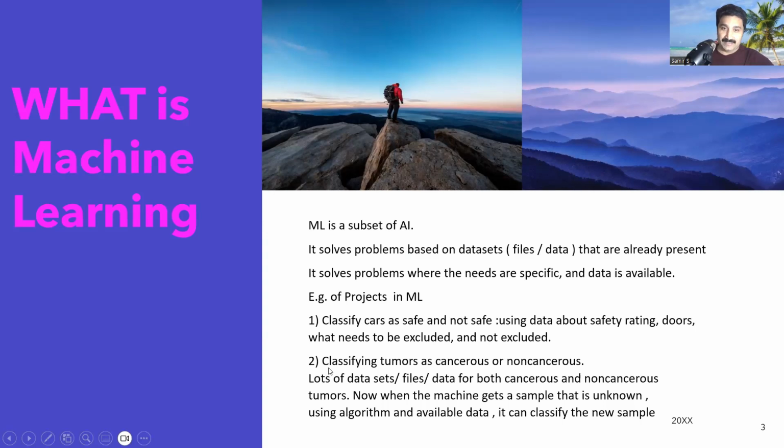Second example I have here is classify tumors as cancerous or non-cancerous, right? So lots of data sets, files, data for both cancerous and non-cancerous tumors are already existing. Now, when the machine gets an unknown sample, a new sample from a person that we don't know if it is cancerous or not, using algorithms and available data, it can classify the new sample as cancerous or non-cancerous. So the main thing we need to understand is for ML to function, it needs existing data, right?